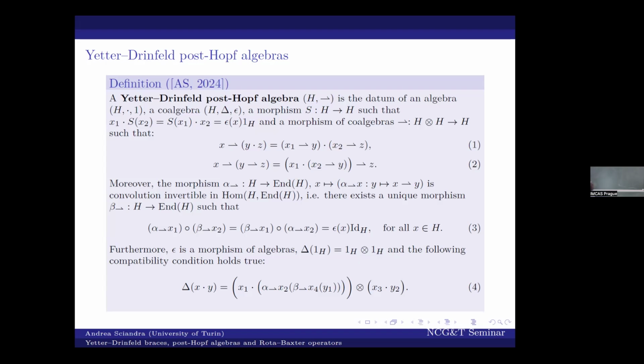And this must be what? Must be the epsilon followed by the unit. So it is just given by the identity endomorphism with this scalar, epsilon of x. Moreover, epsilon is a morphism of algebras, while delta is unitary, but it is not commutative in the usual sense, but it satisfies this strange relation here, where alpha and beta appear. And then we will see why.